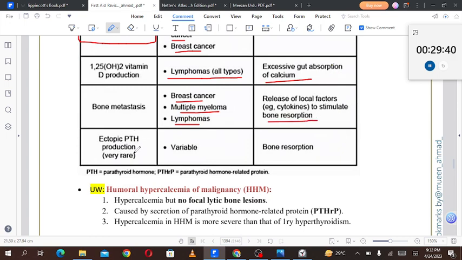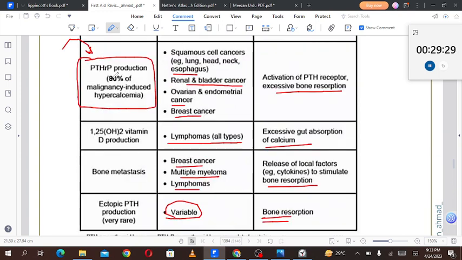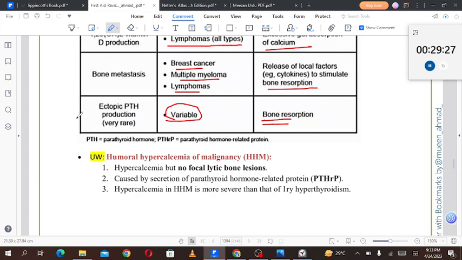Ectopic parathyroid hormone production is very rare, and the tumor is variable, and that will result in bone resorption. If there is ectopic production, there can be release of parathyroid hormone related peptide, but ectopic production of PTH itself is very rare. So any tumor can cause the production of PTH-RP if it becomes so undifferentiated.